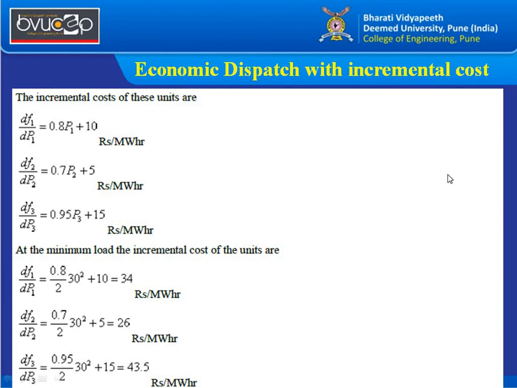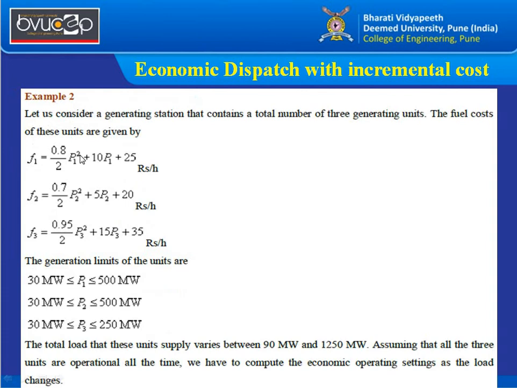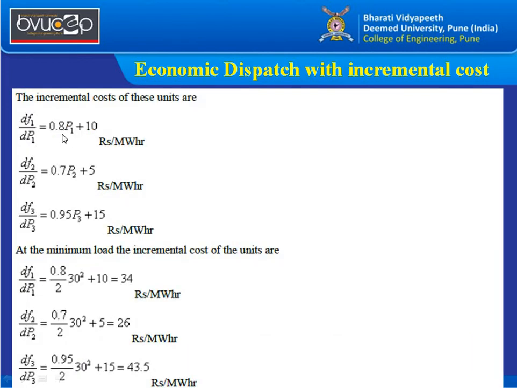Now the incremental cost, as I've mentioned, we can calculate it by lambda 1, lambda 2, lambda 3, which is the derivative with respect to that particular generating unit. So the first equation with respect to P1, the second equation derivative with respect to P2, and the third equation derivative with respect to P3. So we get 0.8 P1 plus 10 rupees per megawatt hour. From the second equation we get 0.7 P2 plus 5 rupees per megawatt hour. Third, we get 0.95 P3 plus 15 rupees per megawatt hour.